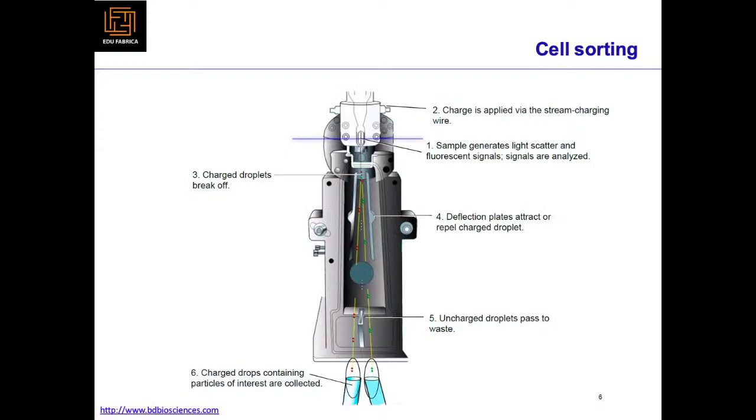So how are cells actually sorted at the end? You can see first the samples generate light scatter and fluorescent signals that are analyzed. Then charge is applied via the stream charging wire, and charged droplets start to break off. You have 3 different charges: one will be positive, one will be negative, and one will be neutral. They will be deflected towards these plates, one to the red one and one to the green one, and they are sorted out. The neutral one will be in the center, uncharged, and hence you can collect them easily.